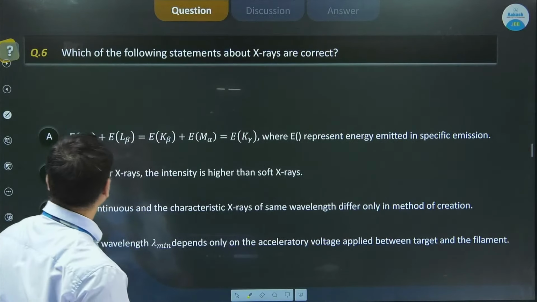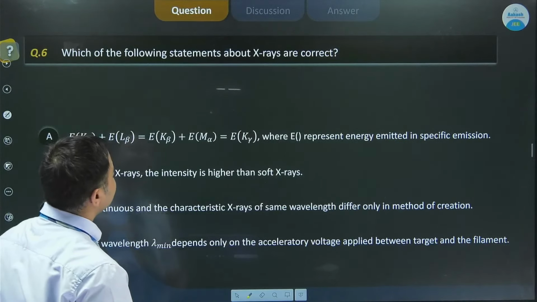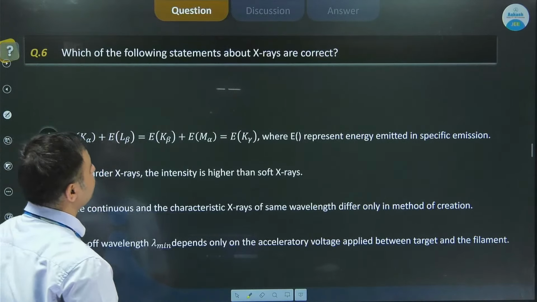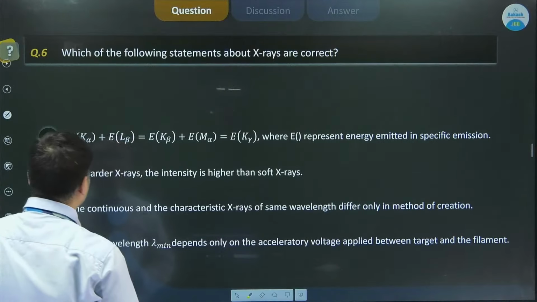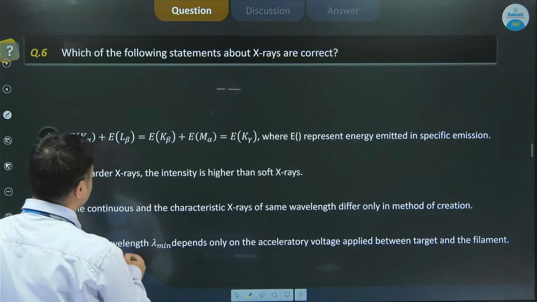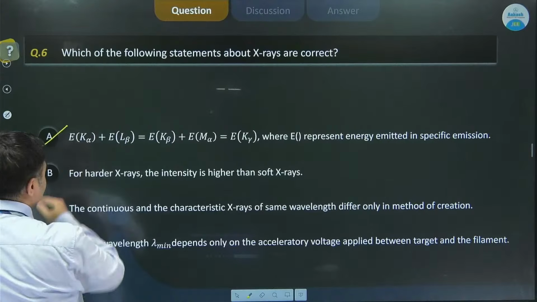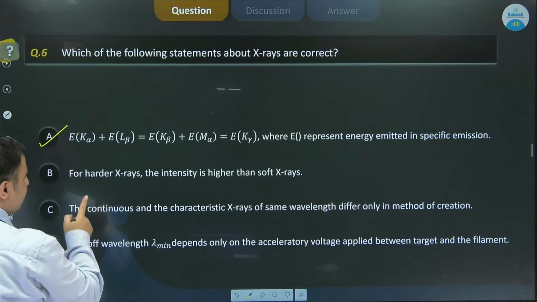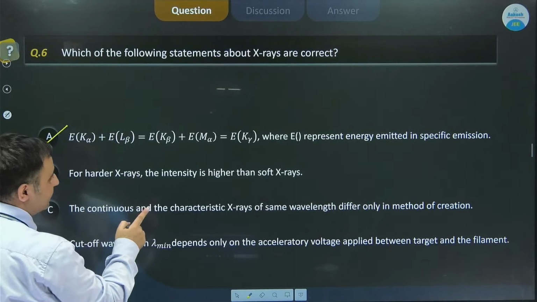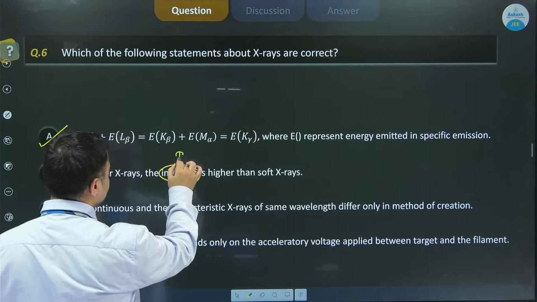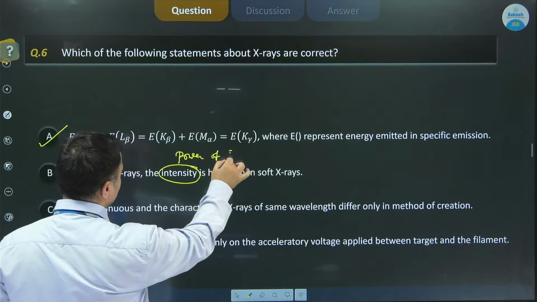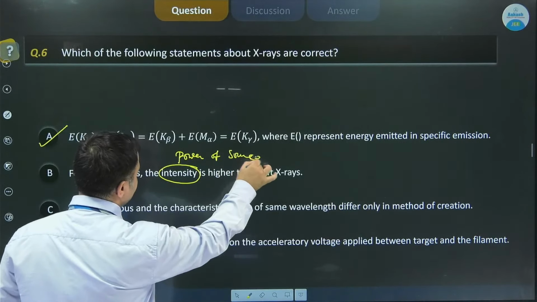Again a theoretical question is there. Which of the following statement about X-rays are correct? X-rays के लिए कौन से statements are correct हैं? So by energy levels we can see that this statement is correct. For second statement, for harder X-ray, the intensity is higher than soft X-ray. No, intensity depends upon the power of source. So this statement is incorrect.